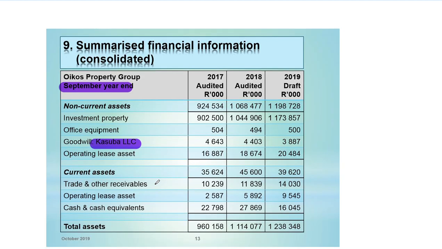Now we're going to move to current assets. What do we have in the current assets? In the current assets, they have provided us three assets: trade and other receivables, operating lease assets, as well as cash and cash equivalents. As you look at the trade and other receivables, from 2017 to 2018, what do we see? We see an increase. And from 2018 to 2019, we see an increase.